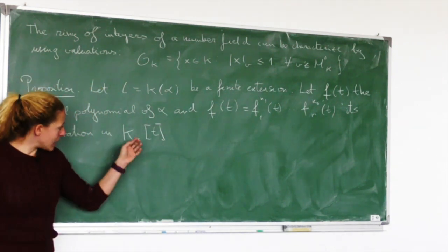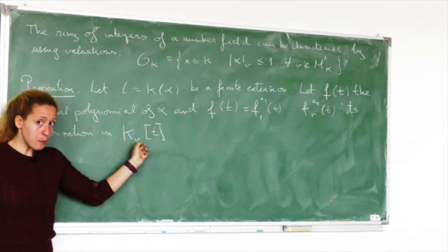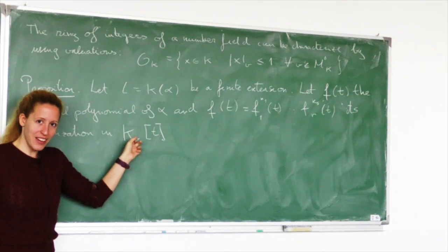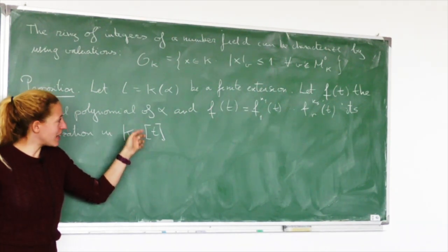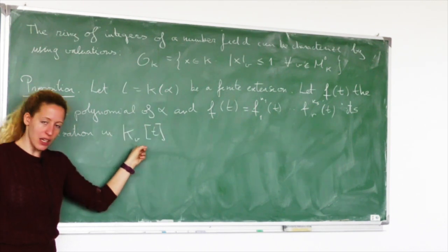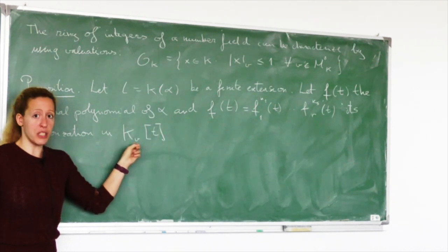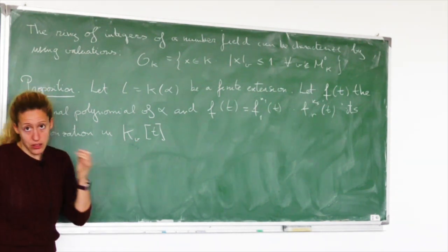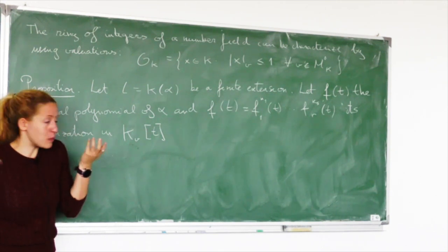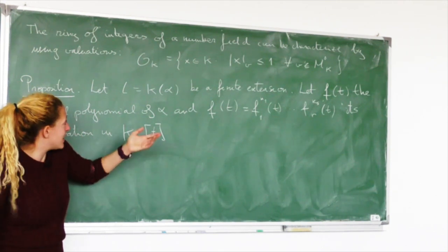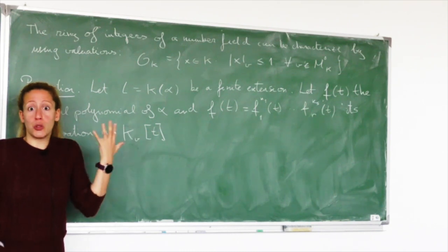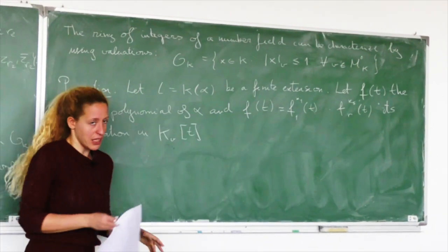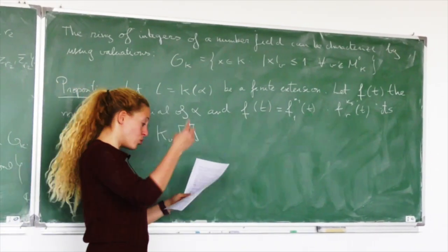So basically, I took a valuation on K, and I took the completion of K for this valuation, and then I see f(t) as a polynomial with coefficients in this field. And then I factor. K_v is an extension of K, which means that I have more elements, which means that this polynomial f(t) may not be irreducible anymore. So it means that I may have a factorization that looks like this. Okay? So now I'm going to use this factorization to say something.